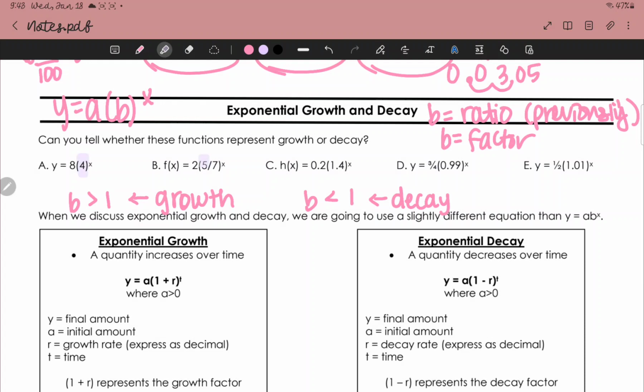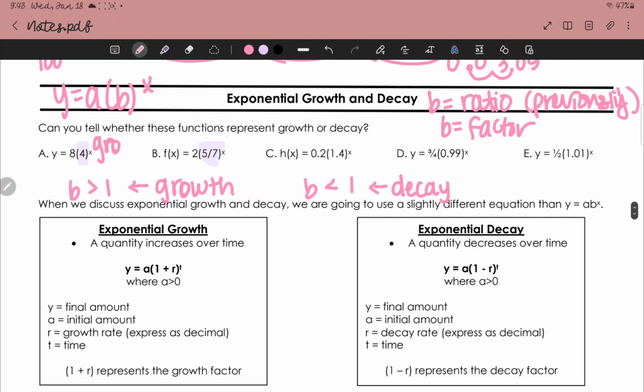So I'm going to do a and b with you, and compare them to 1. If it's bigger than 1, it's growth. Smaller than 1, decay. For a, we have 4 in our parentheses. That's our ratio, which we call our factor now. 4 is definitely bigger than 1, so that is growth, a growth function.